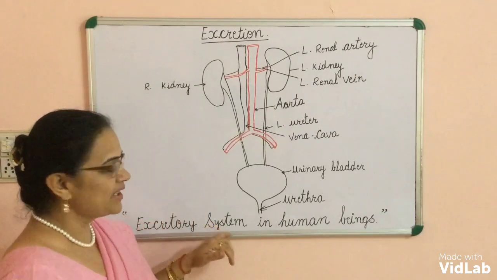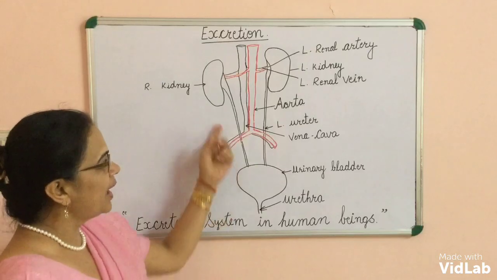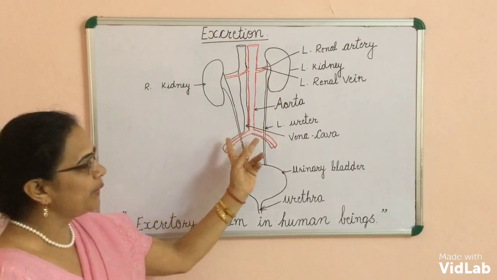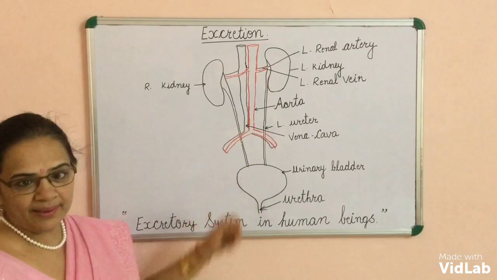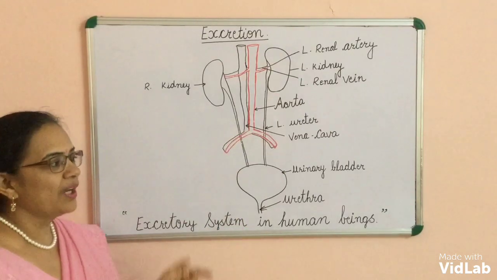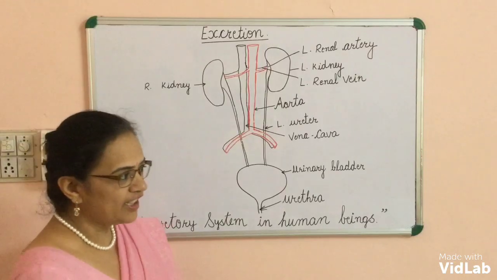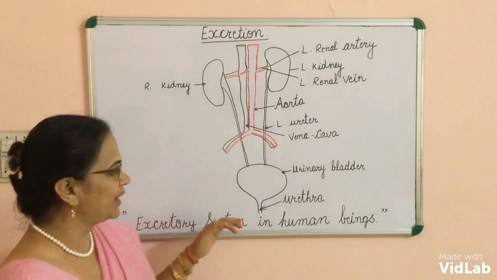And now the excretion in human beings. In human beings, for excretion, a pair of kidneys are present, a pair of ureters is present, a sac-like structure, urinary bladder is present, and urethra is present. So in humans, the organs for excretion are a pair of kidneys, a pair of ureters, urinary bladder, and urethra.